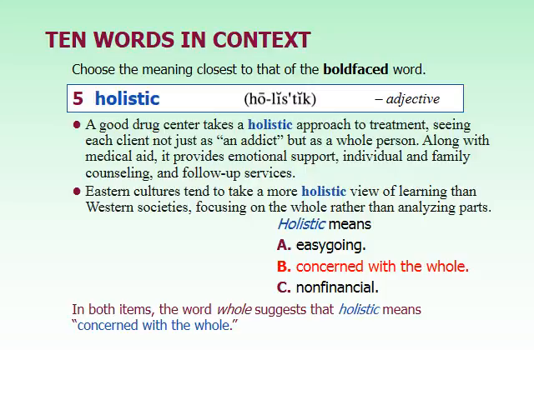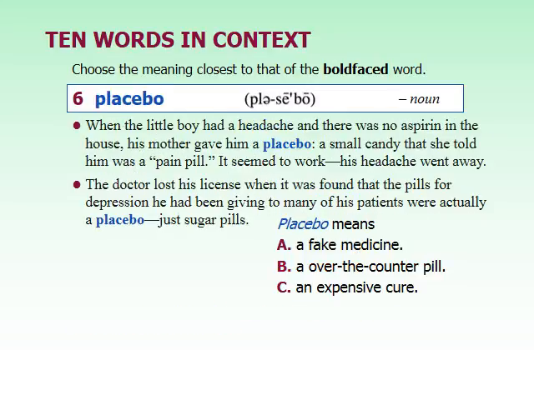In a holistic situation, the professor might be like, well, this person is weak in reading, but they're strong in vocabulary. So overall, I believe that they should be moving forward to the next level. Okay, so when we're talking about holistic grading, you're looking at everything rather than just a specific criterion. Okay, moving on. Placebo.